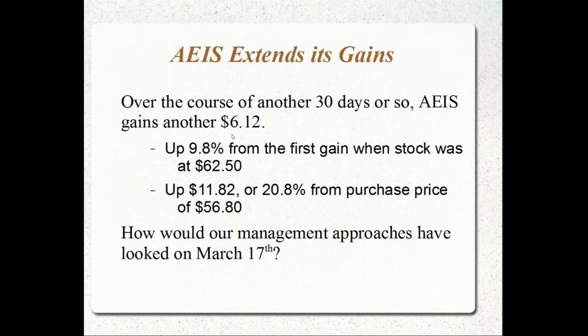All right. So here we go. We're up a total of 9.8% from the position, from the first gain. The total, we're up 1182. Bought in at 56.80. Stock's now trading at 68.62. So we have an unrealized 20.8% gain from that original purchase price.